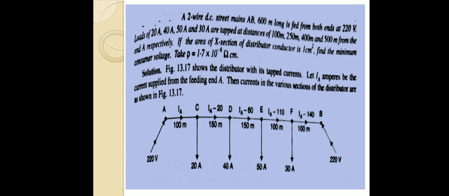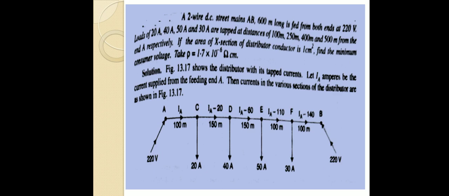Take rho equal to 1.7, that means specific resistance. Specific resistance is equal to 1.7 into 10 to the power minus 6 ohm-centimeter. Now the solution. According to the given data, we draw the distributor AB fed at both ends with the same voltage. The tappings are C, D, E, F, taken from the points C, D, E, F.